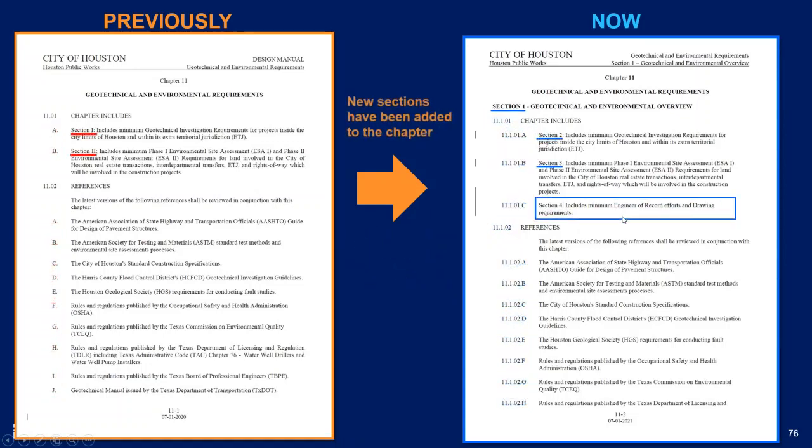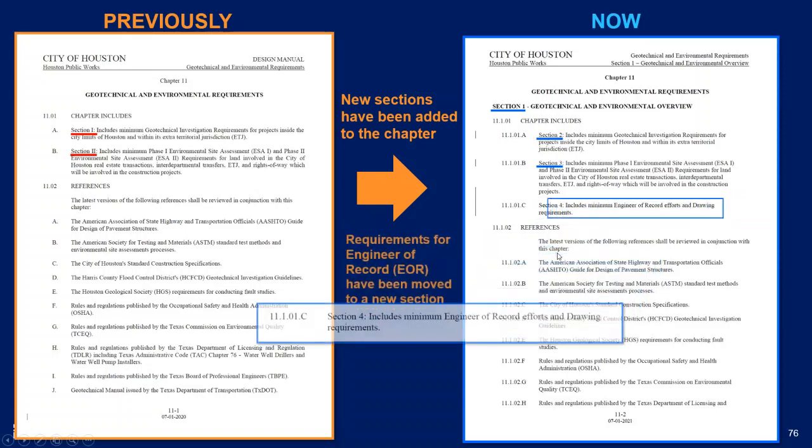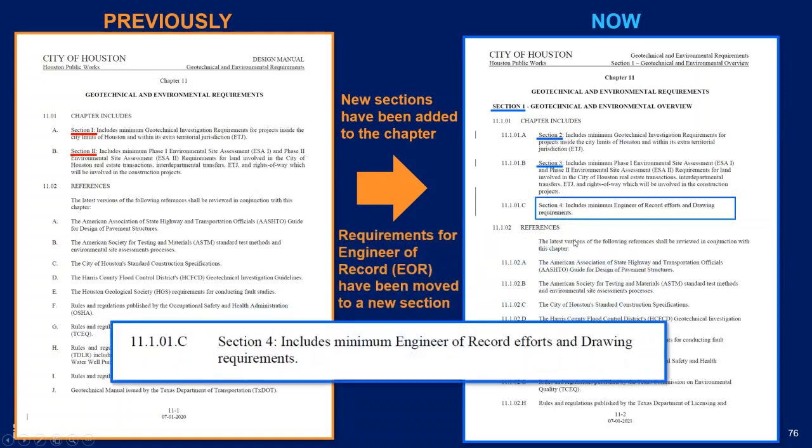New sections have been added. One is Section 1, the geotechnical and environmental overview, which is just for referencing and definitions. And we have added Section 4, which is minimum engineer of record efforts and drawing requirements.